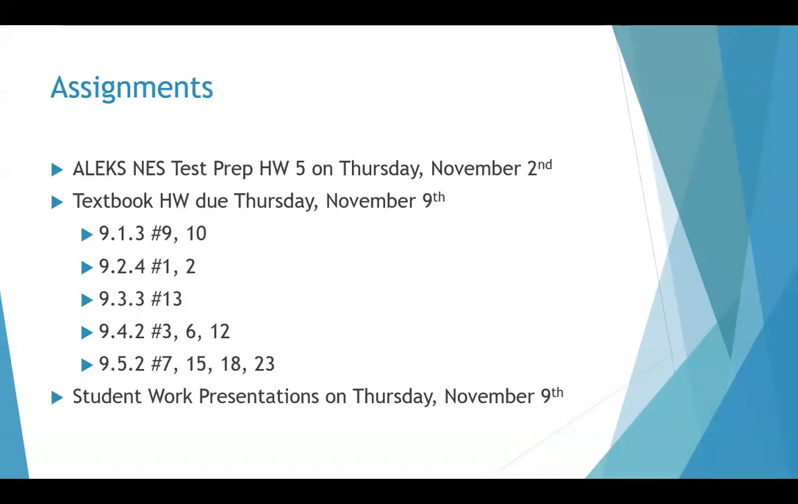As a reminder, the NES test prep number 5 is going to be Thursday, November 2nd. And the textbook homework that's due November 9th is listed here. And we have student work presentations on Thursday, November 9th.